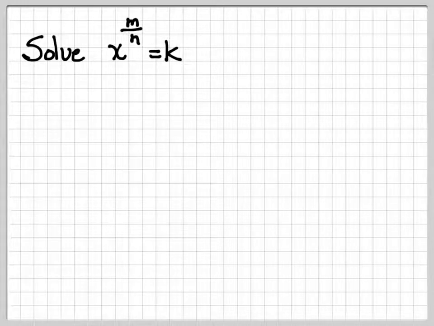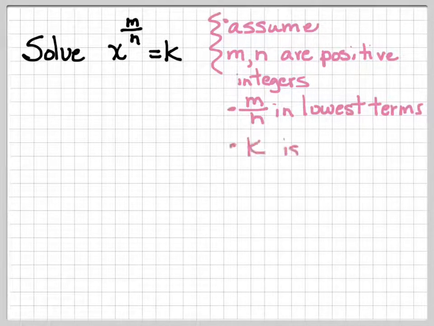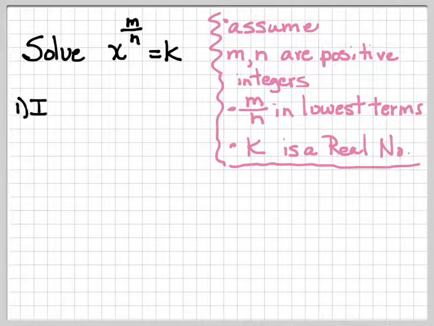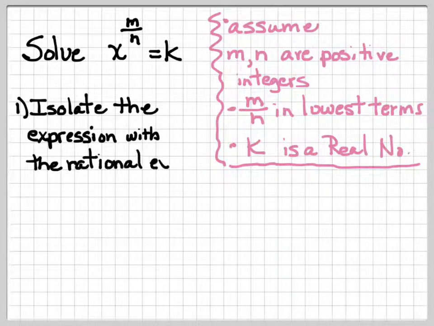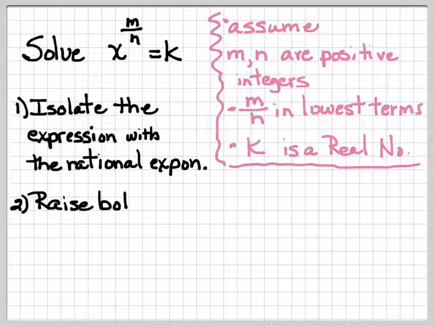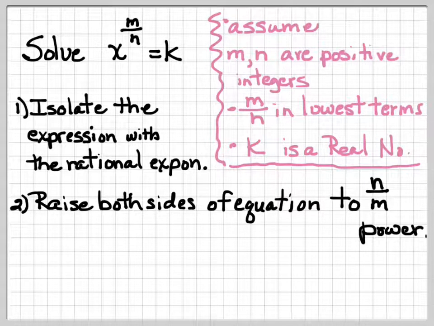Okay, so let's solve this. Solve x raised to the m over n equals k, where k is any constant value. First of all, you have to assume m and n are positive integers, and m over n is in lowest terms, and k is a real number. That's kind of the rules we live by here. So the first step is to isolate the expression with the rational exponent, same thing like we did with a radical sign. Then raise both sides of the equation to the n over m power.